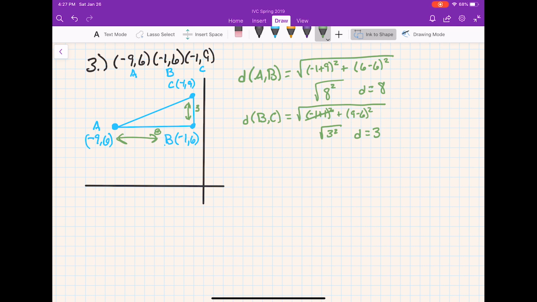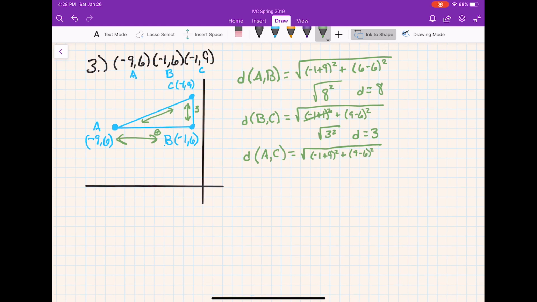Now, if we really want to continue using the distance formula, we're going to have to find the distance between A and C. And that is this leg right here. And to do that, we need to sub in all of our values from those 2 points into our distance formula. So we'll start off with -1 plus 9 squared plus, and we'll go with 9 minus 6 squared.